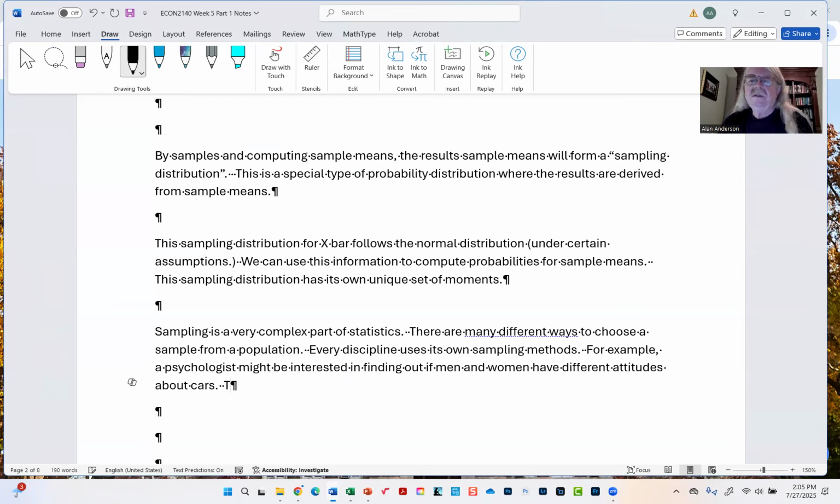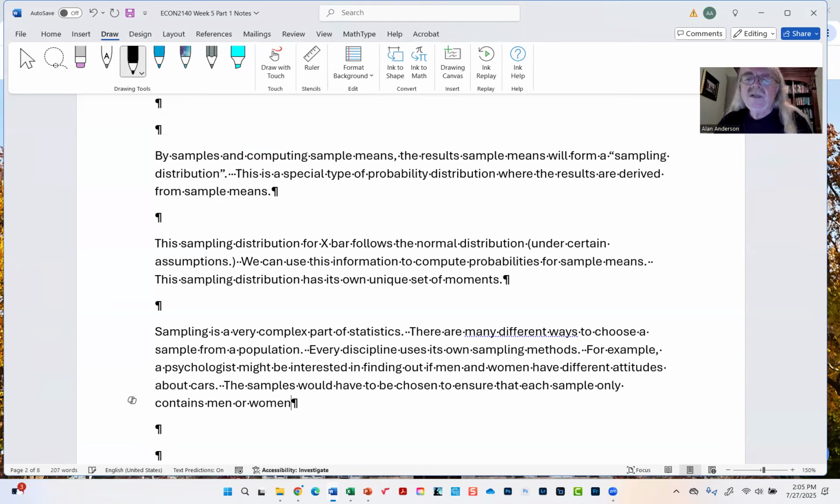In that case, the samples would have to be chosen to ensure that each sample only contains men or women. In other words, you don't want a mixed bag because you're trying to figure out something about men and women. So you'd have to find a way to make sure that you have samples of just men and another set of samples of just women so you can compare them to each other. Or another researcher may want to know if spending habits are different among different age groups.